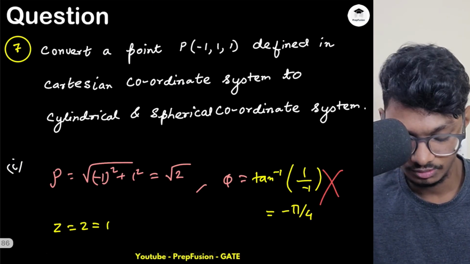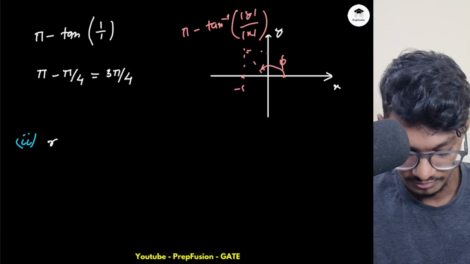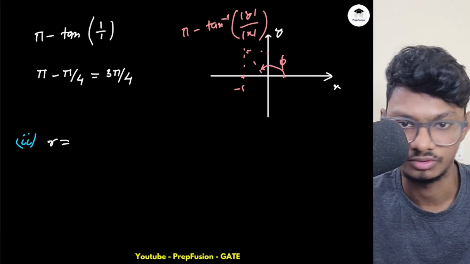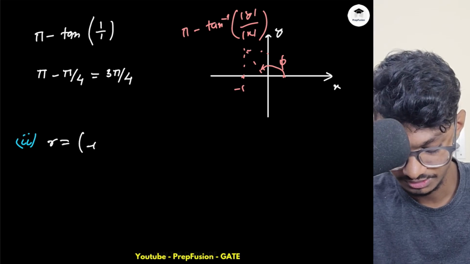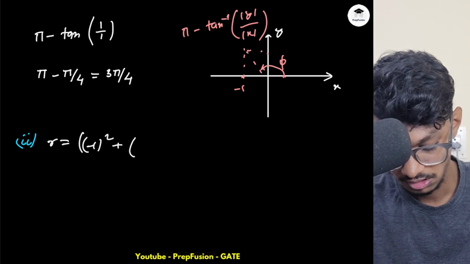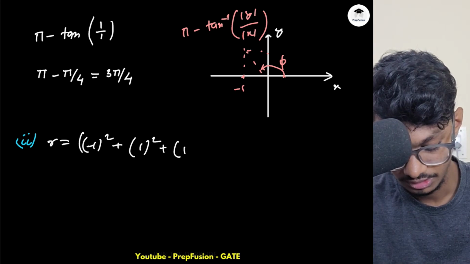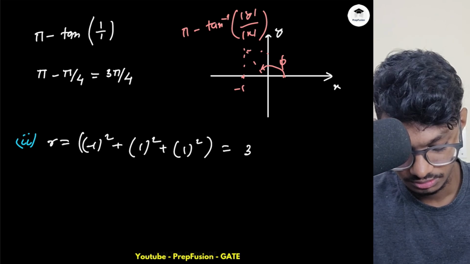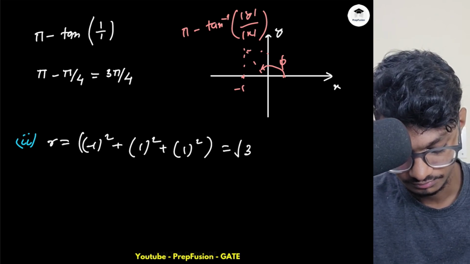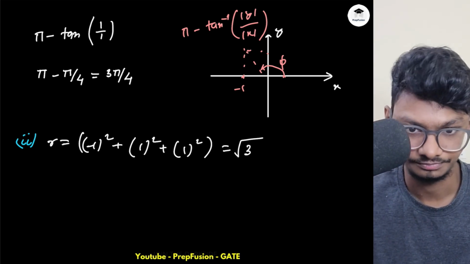Second part is the spherical coordinate system. In the spherical coordinate system, I have to find r. R is simply the square root of x square plus y square plus z square. So x square is (-1) square, y square is 1 square, and z square is 1 square. So this will be the square root of 3. Okay, root 3.